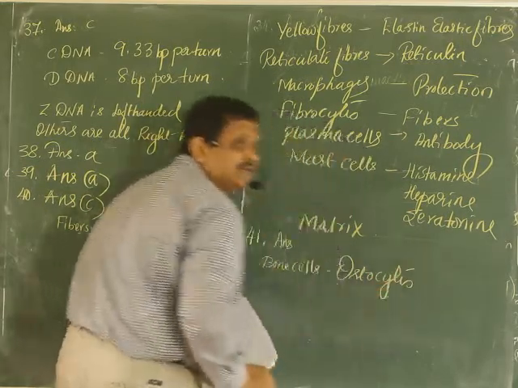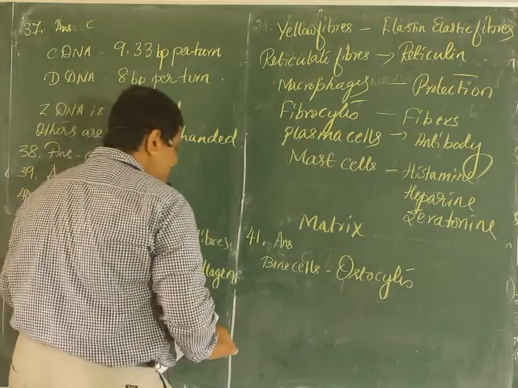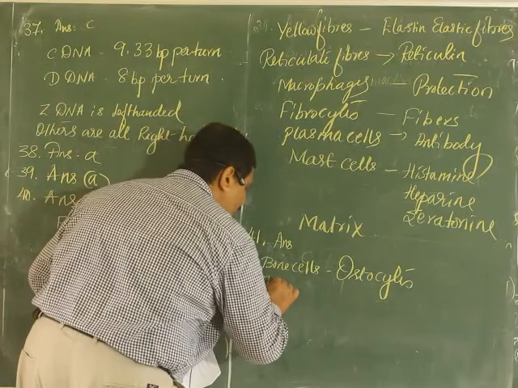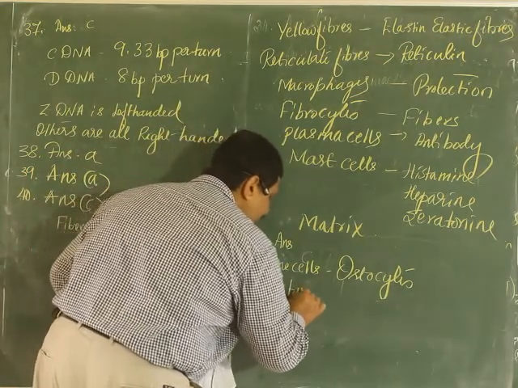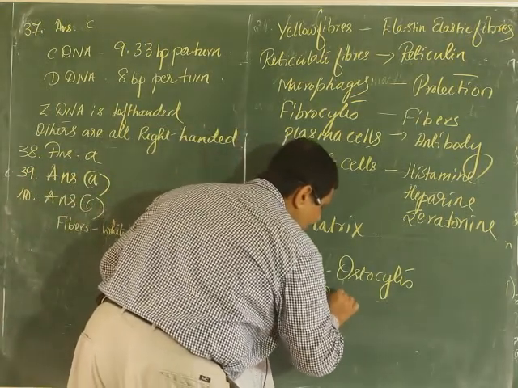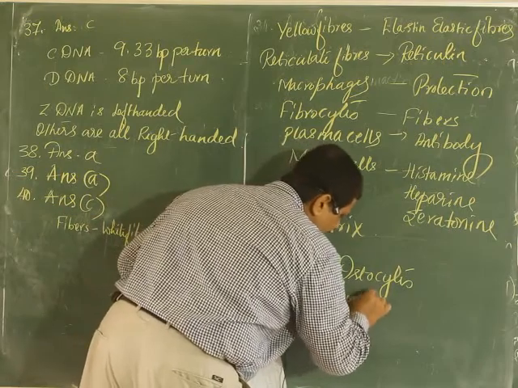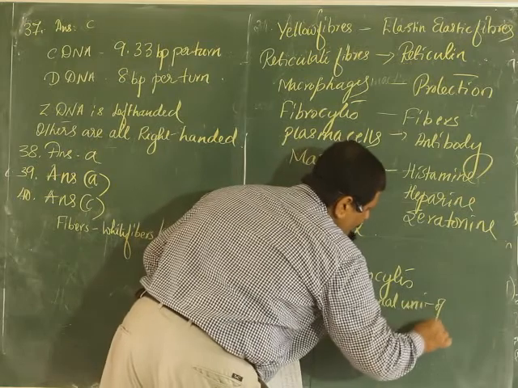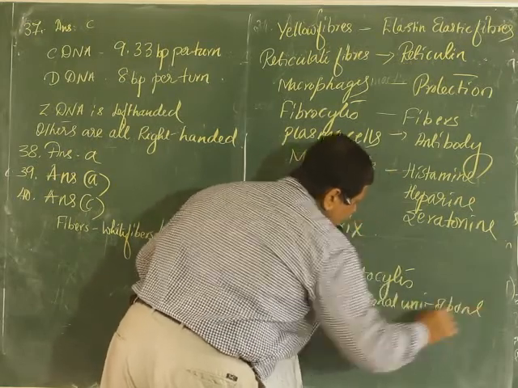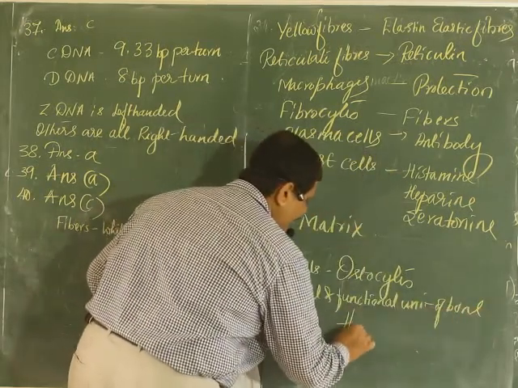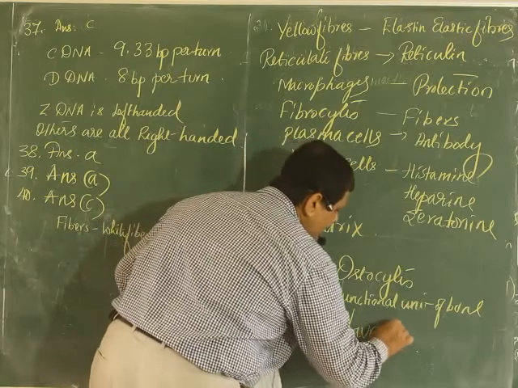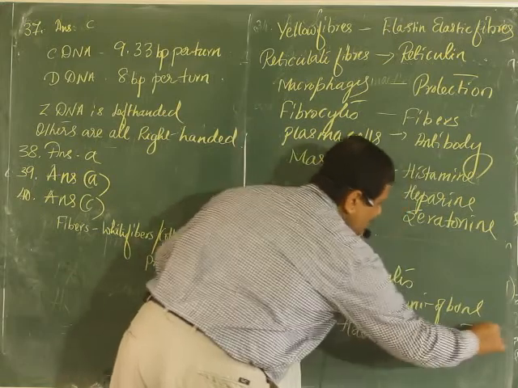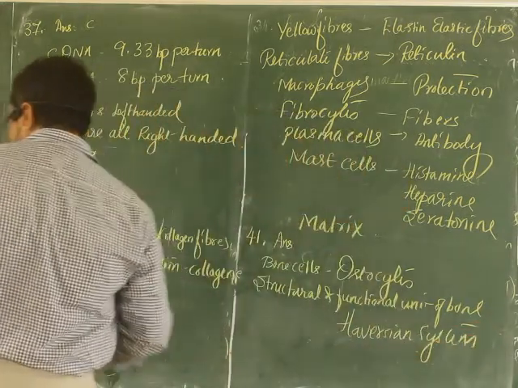Osteocytes. Bone cells are also called osteocytes. And the structural and functional unit of bone is the Haversian system. Haversian system is the structural and functional unit of bone.